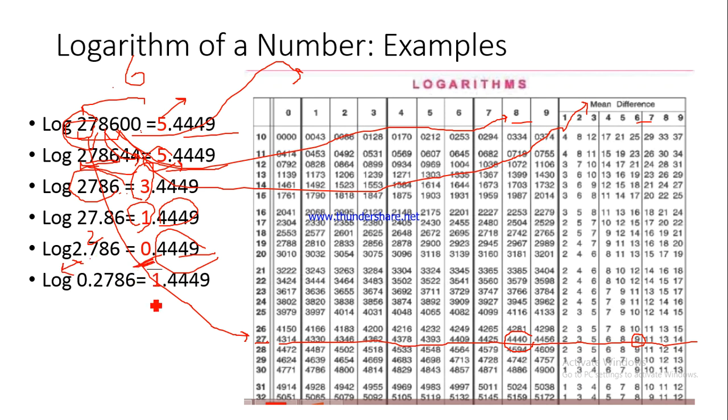Now have a look at this one. This is a special case wherein we are going to talk about the negative characteristics. Now have a look at this particular number.